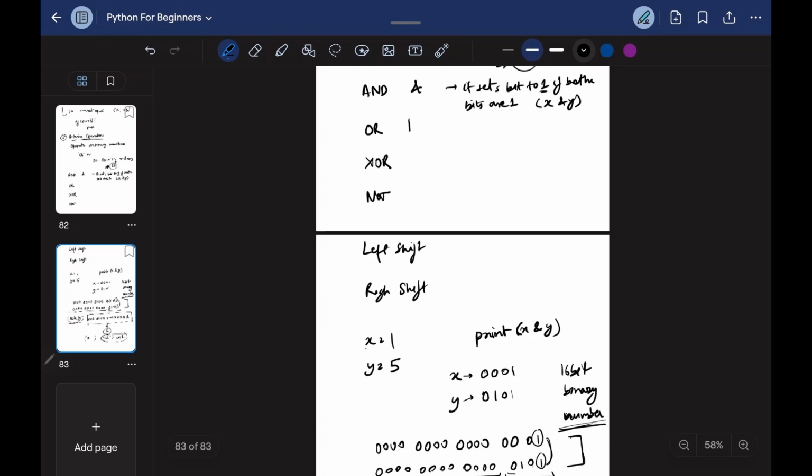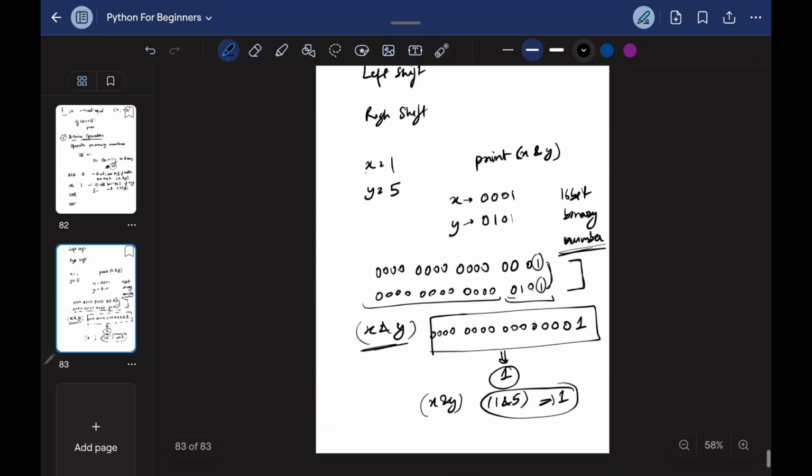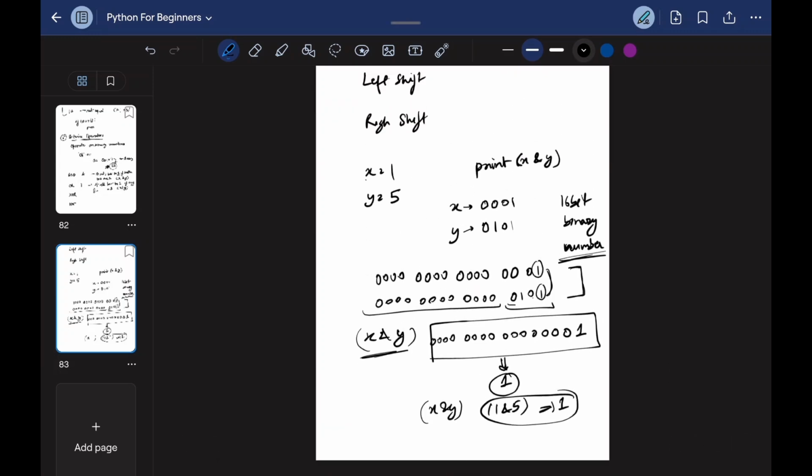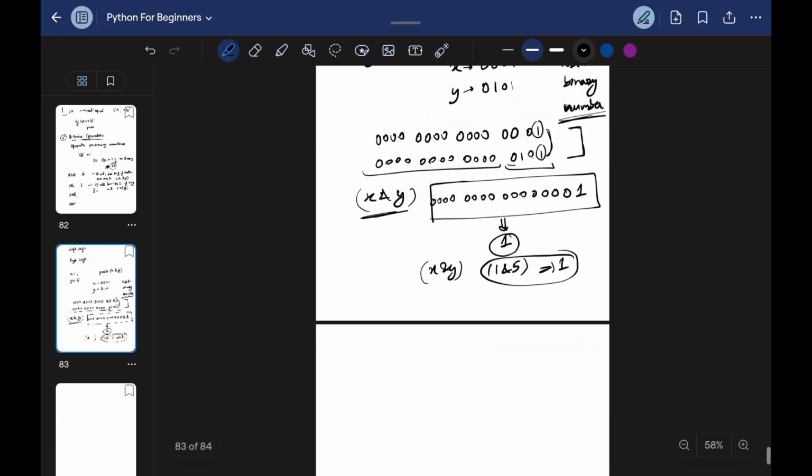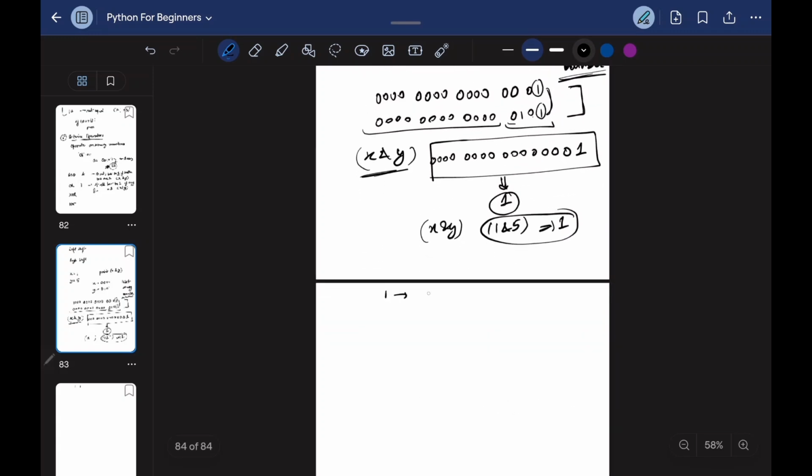The symbol for OR is this, and it sets the bit to 1 if any of the 2 bits is 1. So it is done like this. Now for the same example, for 1 and 5, I'll write it over here. 1 will become 0001 and 5 will become 0101. I'm just keeping it to 4 bits right now.